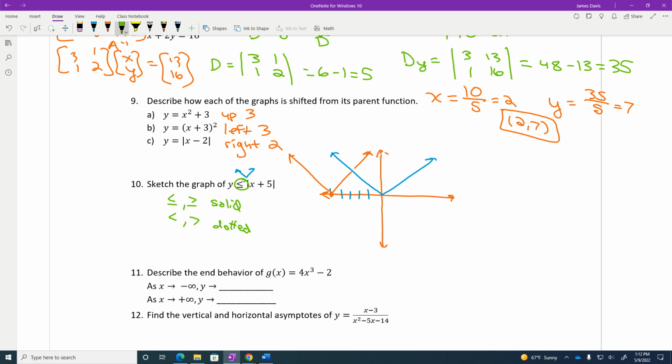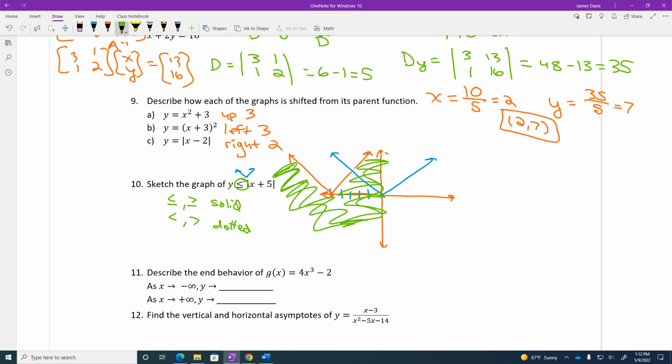All right, and then the last thing we need to do is shade. Don't overthink the shading. It's less than, so think about what numbers would be less than. It's going to be numbers underneath. So you just really shade either inside or outside. And again, on the exam this is going to be multiple choice.